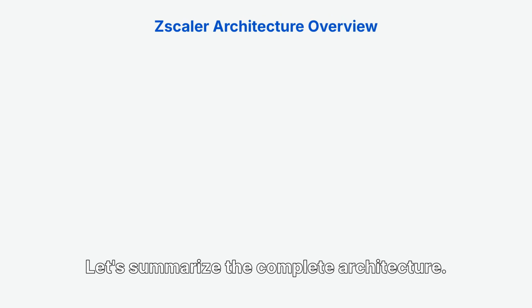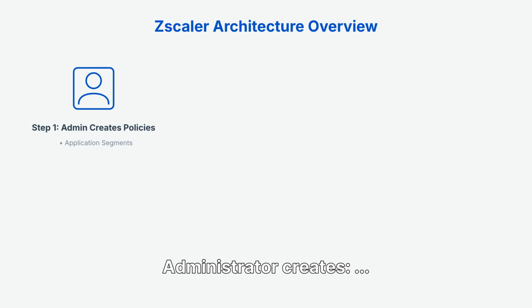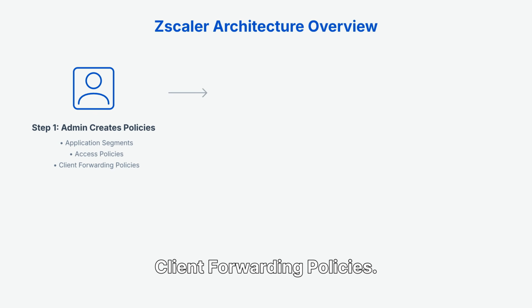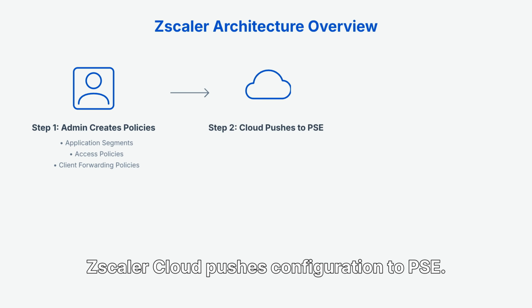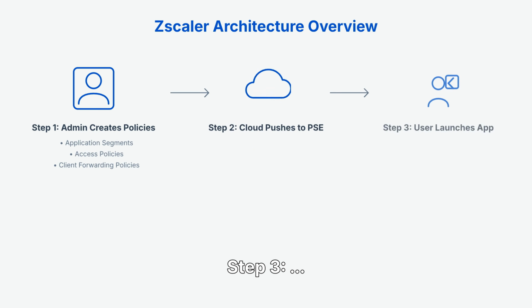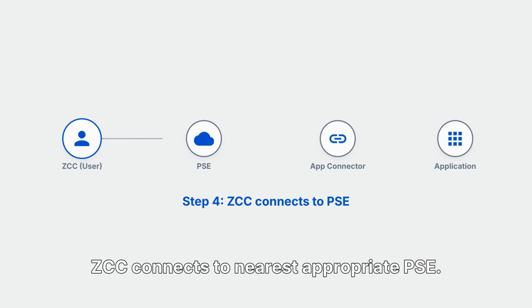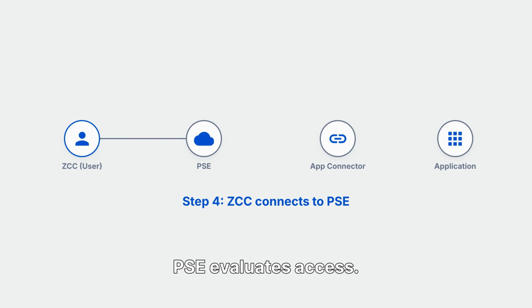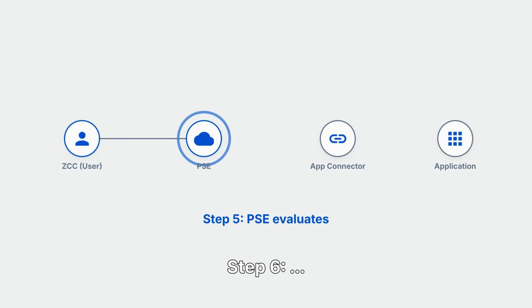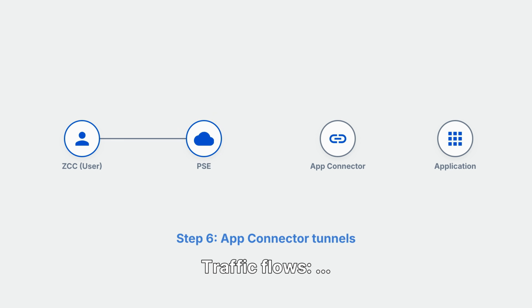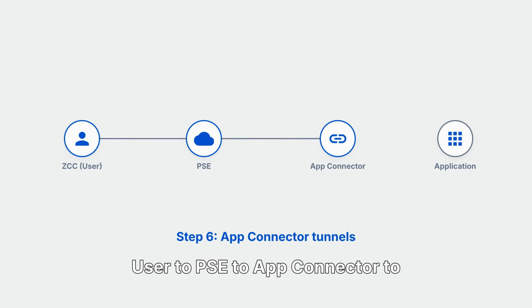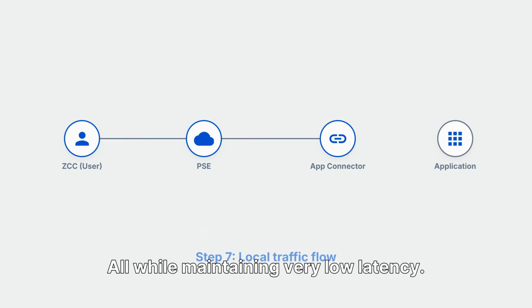Let's summarize the complete architecture. Step 1. Administrator creates application segments, access policies, and client forwarding policies. Step 2. Zscaler Cloud pushes configuration to PSE. Step 3. User launches application. Step 4. ZCC connects to the nearest appropriate PSE. Step 5. PSE evaluates access. Step 6. App connector establishes tunnel toward PSE. Step 7. Traffic flows: user to PSE to app connector to application, all while maintaining very low latency.